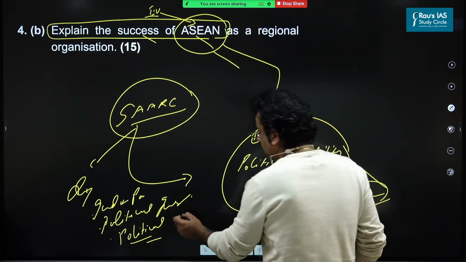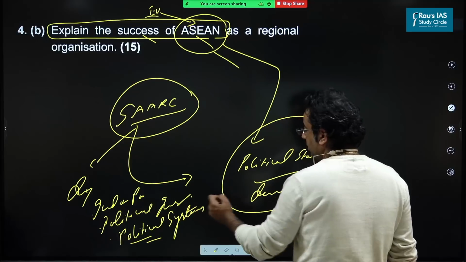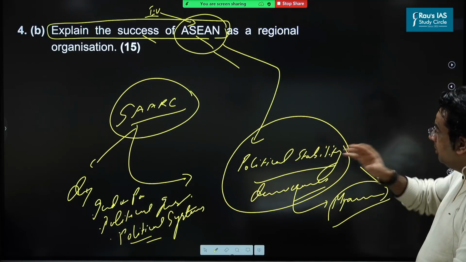And the third reason is different types of political systems within SAARC. So one line of answer will be stability.